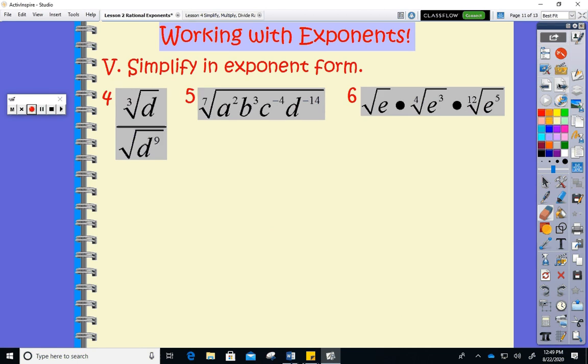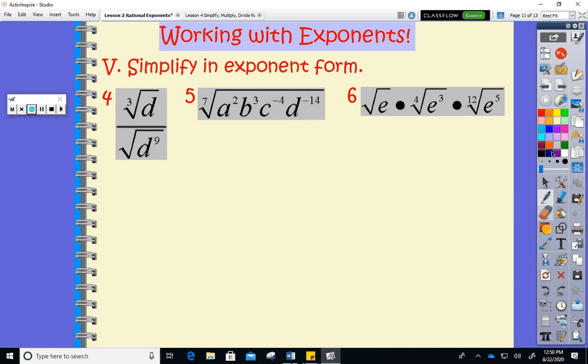All right, we're almost there, guys. We're going to do some with letters, and then we're going to go back to trying to evaluate. So on number 4, it's a cube root divided by a square root. Now, I can multiply any pair of square roots. I can multiply any pair of cube roots. I can divide any pair of square roots. I can divide any pair of cube roots. But I cannot multiply and divide when one's a square root and one's a cube root.